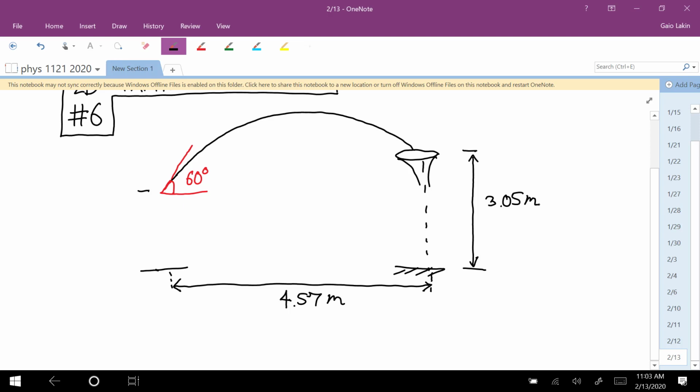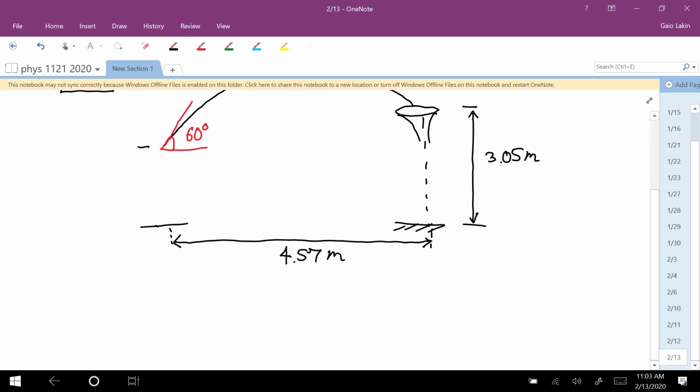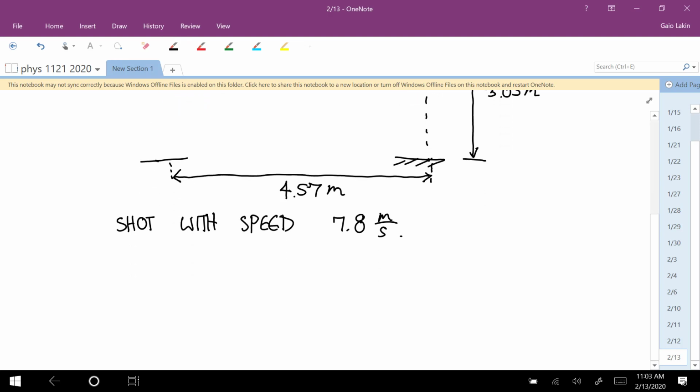And the initial velocity, it's shot with a speed of 7.8 meters per second. And we want to know what height it's shot from.